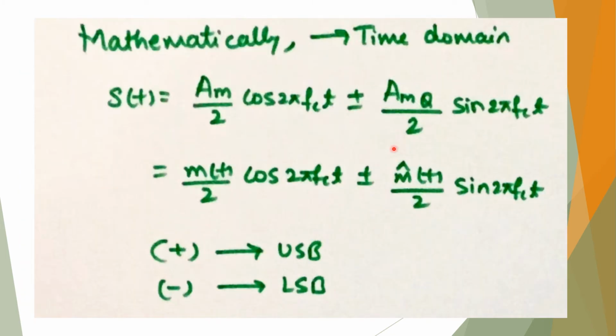Now, considering the time domain, we get the equation Am/2 cos 2 pi fct, plus or minus Am q/2 sin 2 pi fct. This Am can also be represented, as we have already discussed, as Vm. So, this is the VSB modulated wave representation in the time domain. The plus symbol corresponds to the transmission of a vestige of the upper sideband, and the negative sign indicates the transmission of a vestige of the lower sideband.